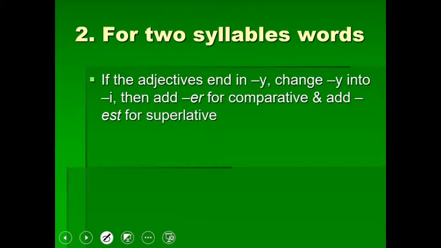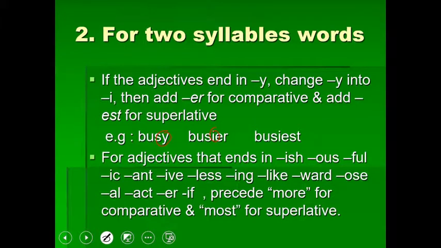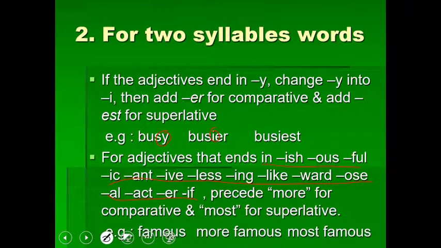Now, for two-syllable words, if the adjective ends in y, we change the y into an i and add er. For example, busy becomes busier or busiest, just changing the y for i. For adjectives that end in ous, ful, or al, we cannot convert them, so we have to use more or most. Famous becomes more famous or most famous.